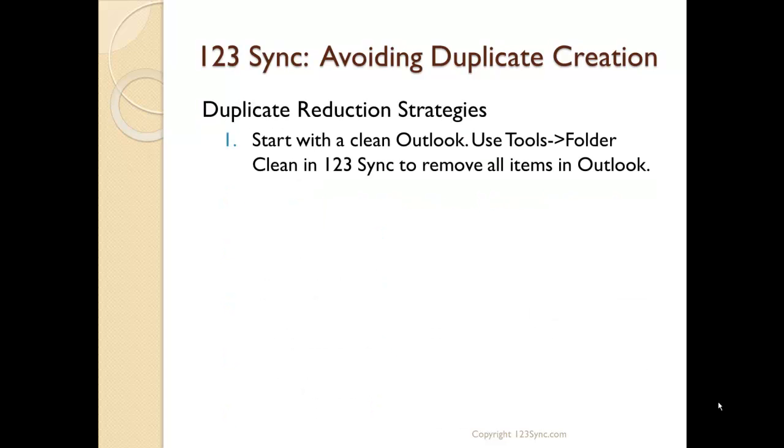Last but not least, what are your duplicate reduction strategies? In 123 Sync, we provide a tool called the Folder Clean. Folder Clean will go into Outlook, remove everything in Outlook, and you start fresh. So if you already have duplicates in Outlook or something's going on in Outlook, it's a good way to start afresh. Use the Folder Clean tool, and that will empty out Outlook and you can start fresh.